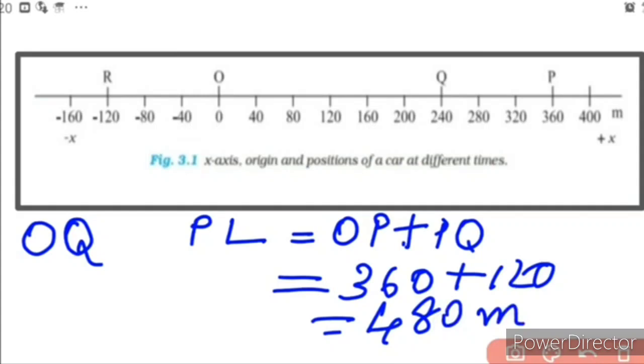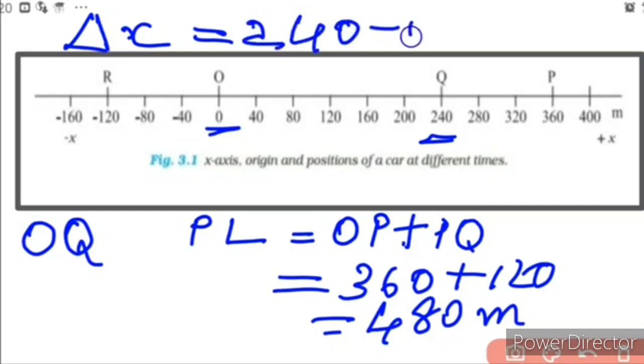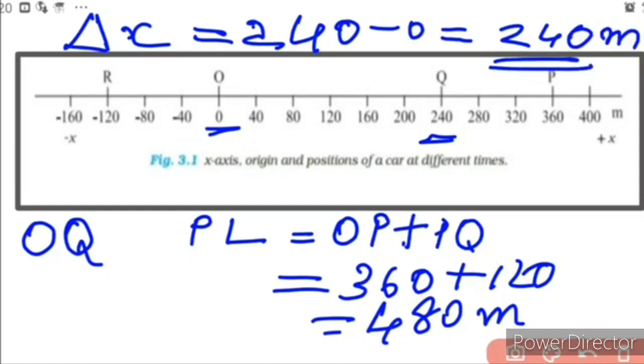Okay. Now let's see what about the displacement. Displacement delta x is equal to final position minus initial position. Final position is Q, and initial position is 0 or origin. So what is the change in position? 240 minus 0, that is equal to 240. Is that clear? So what is the displacement in this case? 240 meter. So path length or distance we got as 480 meter and displacement we got as 240 meter.